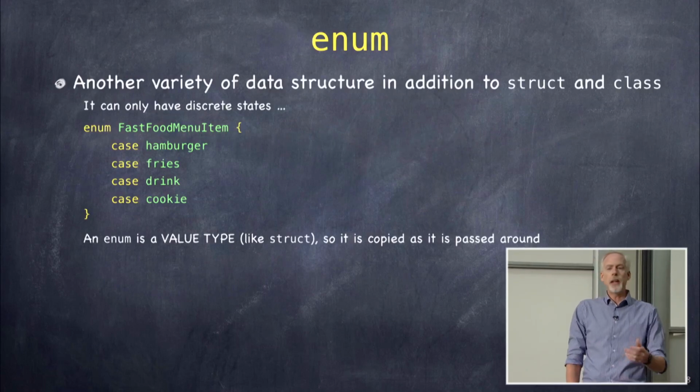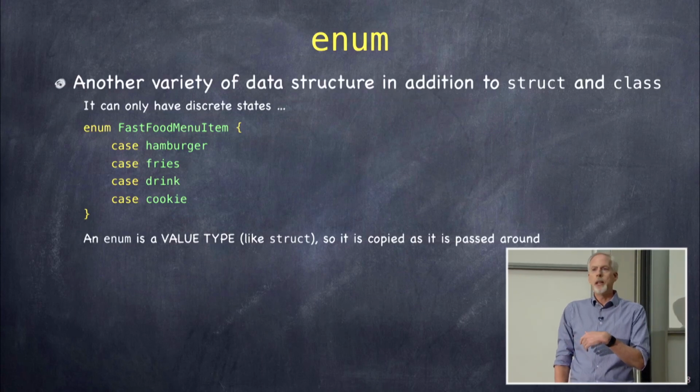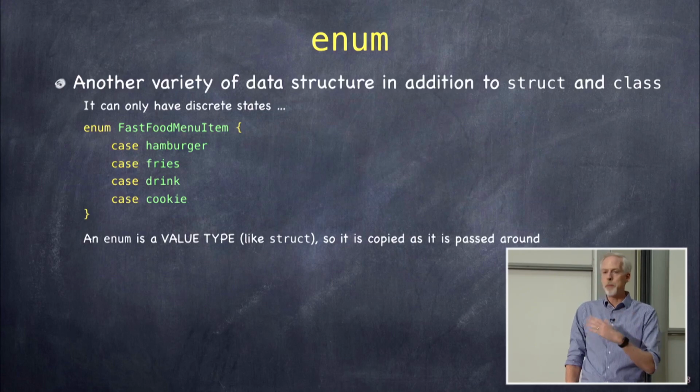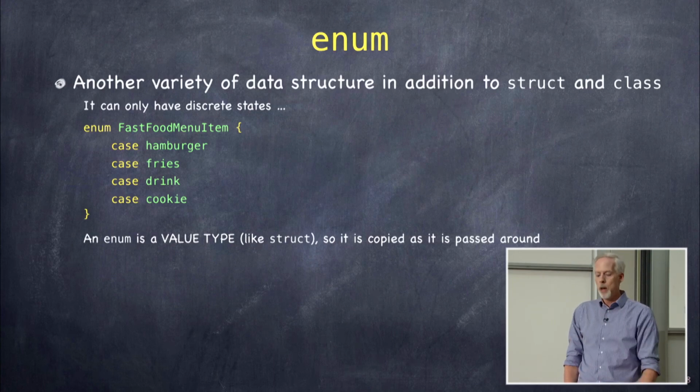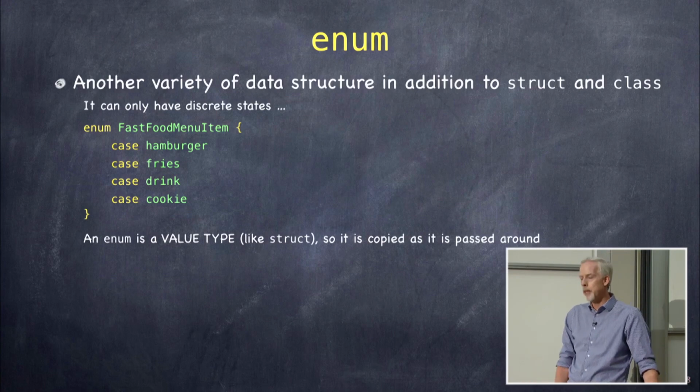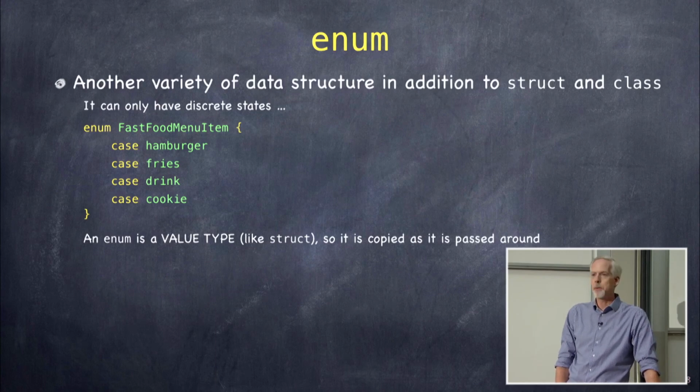So an enum is just like an enum in other languages. Okay? It's a data type, just like struct is a type or class is a type, enum is a type, exactly the same. It can be used in exactly the same places. It's just that it has only discrete values. Okay? Like here's a fast food menu item enum. It can only be hamburger, fries, drink, or cookie. That's it. It can't be anything else besides one of those 4 things. So that's what an enum is. Enums are value types, like structs. They get copied as you pass them around.